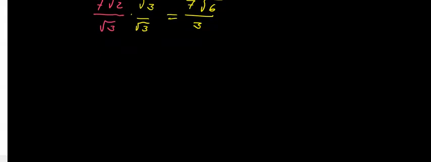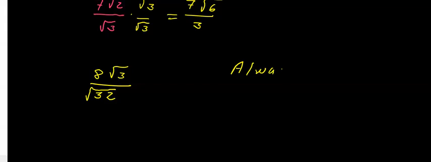If we have something like 8 square root of 3 over the square root of 32, we're not going to multiply by the square root of 32, top and bottom. Always simplify first.